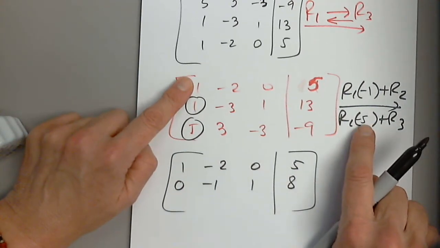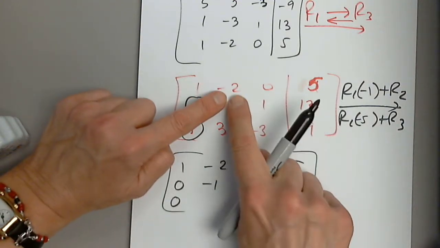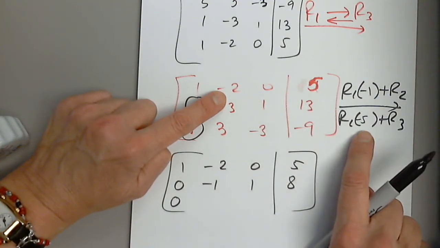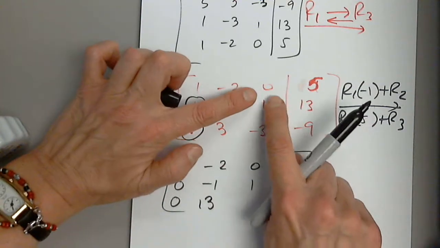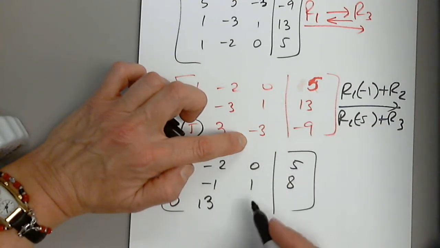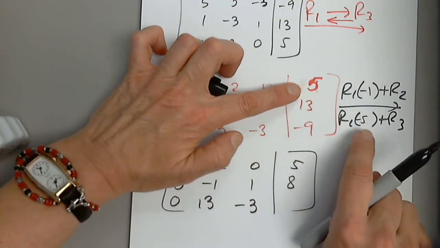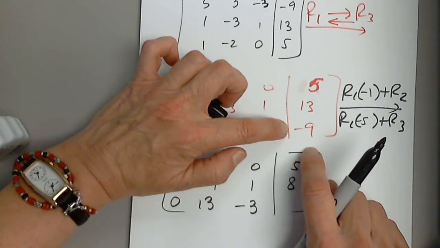1 times -5 plus 5, 0. -2 times -5, 10, plus 3. 0 times -5, 0, minus 3, -3. 5 times -5, -25, minus 9.